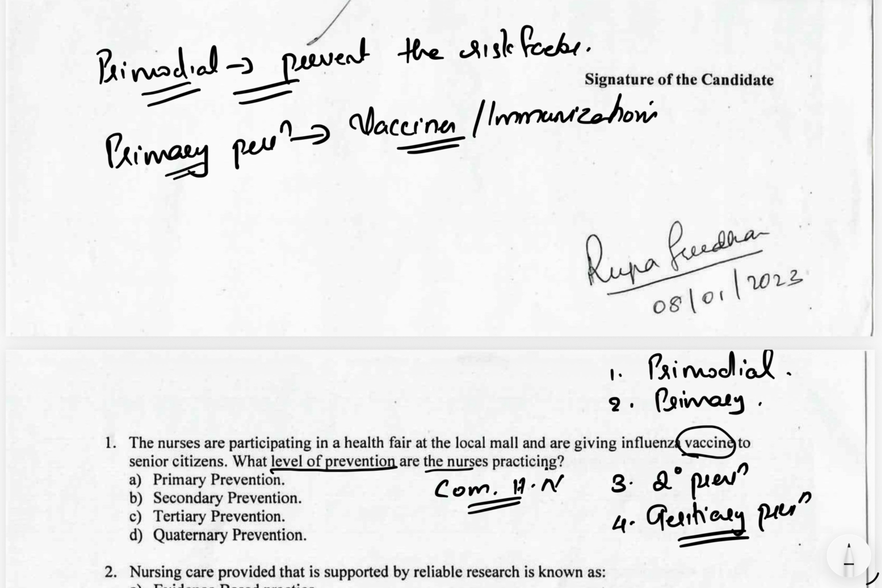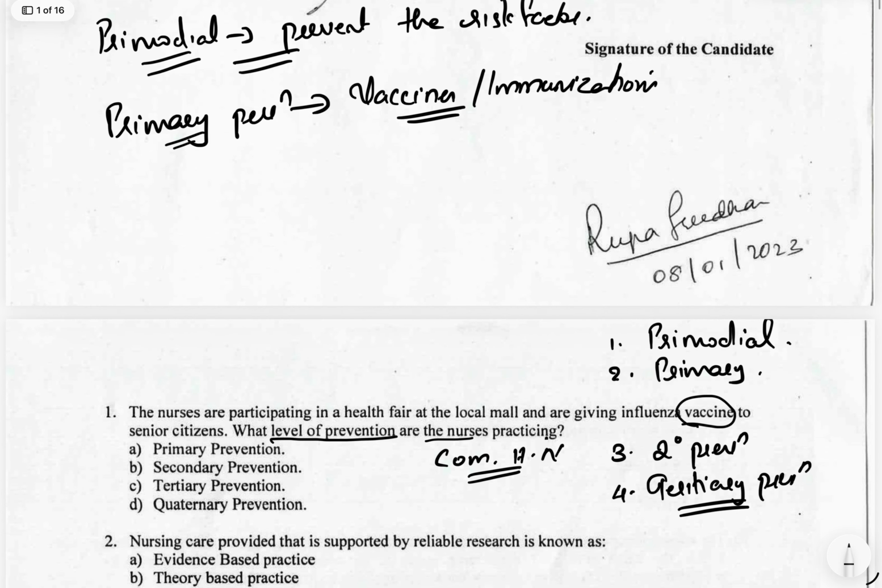Okay, primordial prevention's purpose is to prevent the risk factors. Primary prevention's purpose is to avoid the disease because they are already at risk. They are reducing the chances of getting the infection or any disease condition. Next comes secondary prevention.